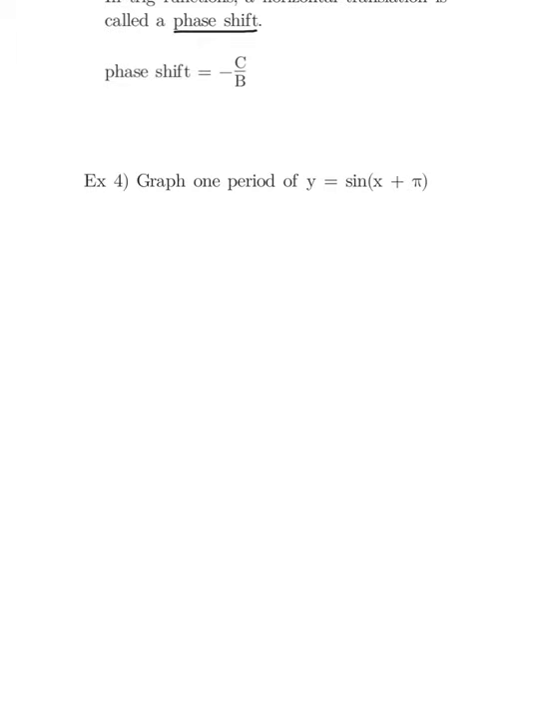Let's recognize here that a is 1. There's no number showing out front, so it's assumed to be 1. B is the number in front of the x. There's nothing showing, so that too is a 1. The c in this problem is pi. So if we do each of the parts that we've talked about and how they are affected by the a, b, and c, amplitude is just going to be 1.